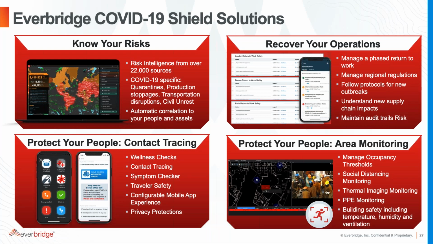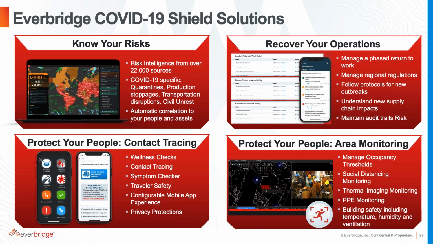So we rolled out a number of solutions related to COVID-19, specifically focusing on these 4 areas. First thing that we did was we rolled out additional intelligence so that our customers can understand the risk as it relates to COVID-19. So our risk intelligence was augmented with COVID-19 specific data, including quarantines, understanding production stoppages, transportation disruptions, and so forth, in order to provide a more detailed level of insight throughout the course of the pandemic.